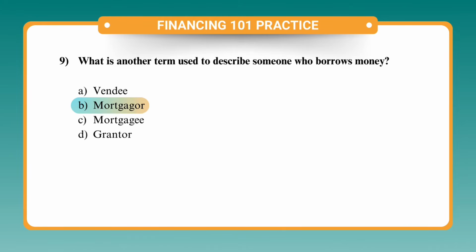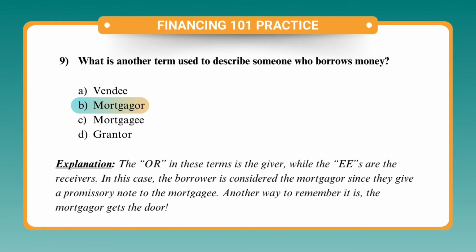The answer is B, mortgagor. Remember, the OR in these terms is the giver, while the EEs are the receivers. In this case, the borrower is considered the mortgagor, since they give a promissory note to the mortgagee. Another way to remember it is the mortgagor gets the door.